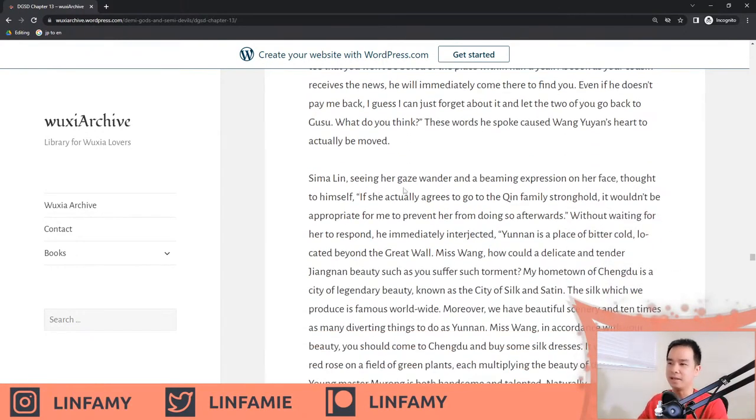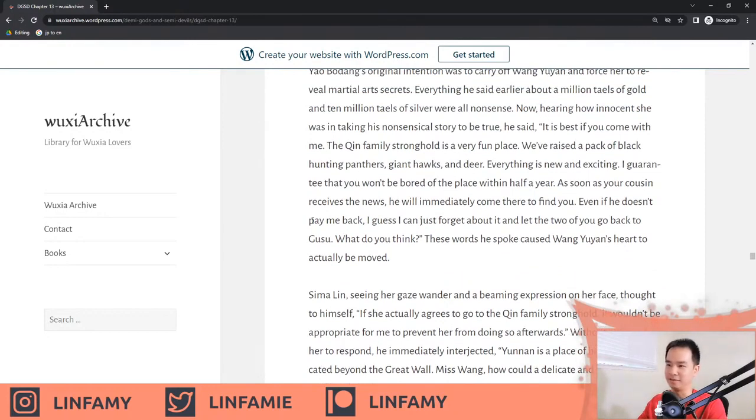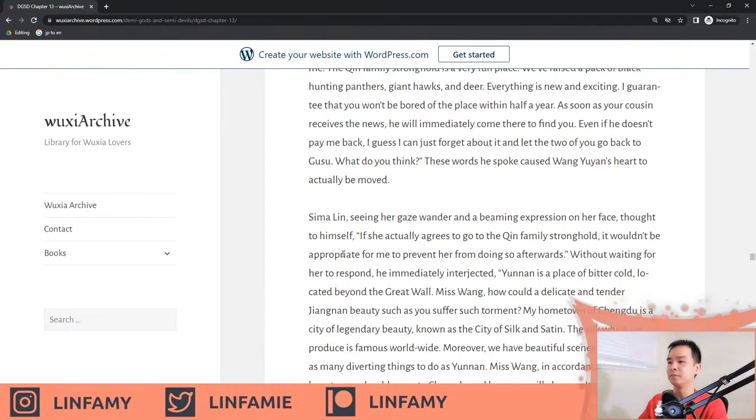Sima Lin, seeing her gaze wander and a beaming expression on her face, thought to himself, if she actually agrees to go to the Qin family stronghold, it wouldn't be appropriate for me to prevent her from doing so afterwards.